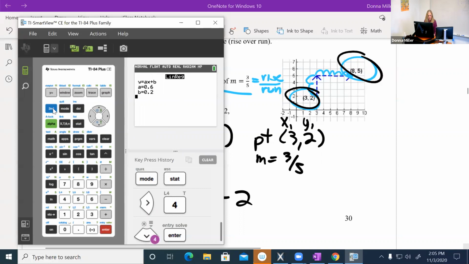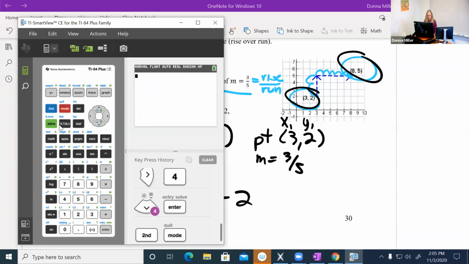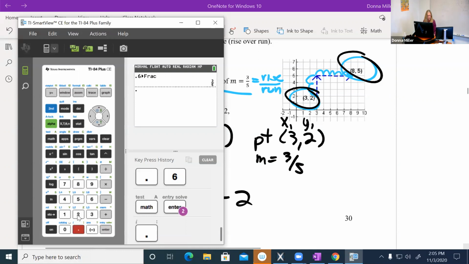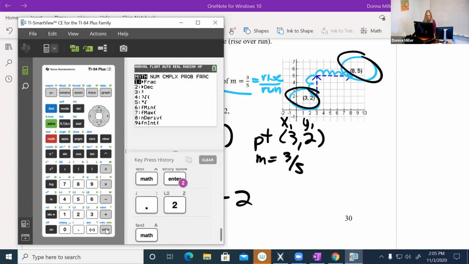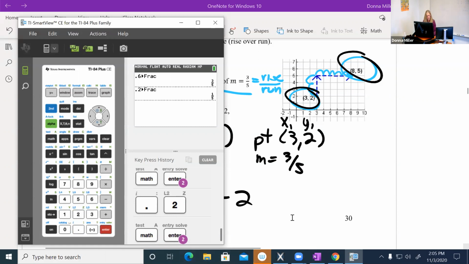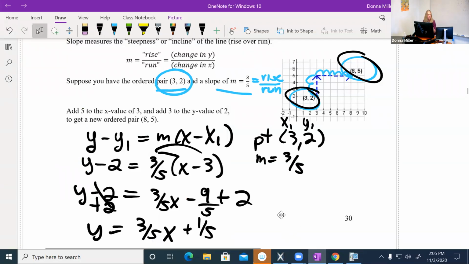Just to convince you, 0.6x plus 0.2. If I convert 0.6 to a fraction, it's 3/5. That was the slope, right? And 0.2 was the plus 1/5. So I got 3/5 x plus 1/5, and that's what I got. So you can always use your calculator. If you know 2 points of the line, you can use your calculator to find that equation of the line.